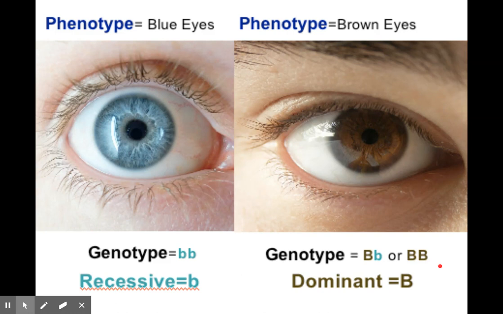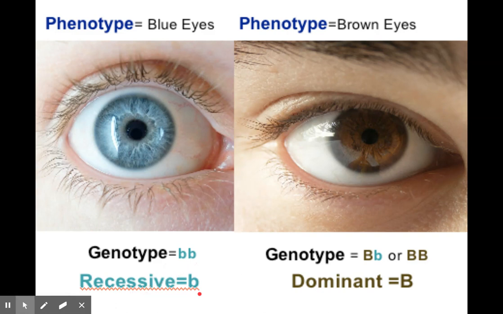All right, here's another example of phenotype. If the phenotype is blue eyes, then the genotype... the phenotype is what it looks like. Genotype is what the alleles are, what the genes are. The genotype is what the genes are. That's why it's geno. Okay?